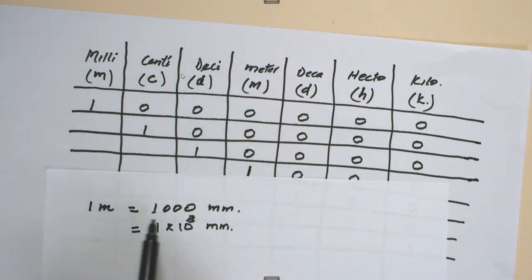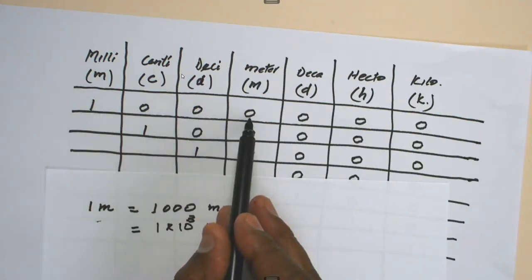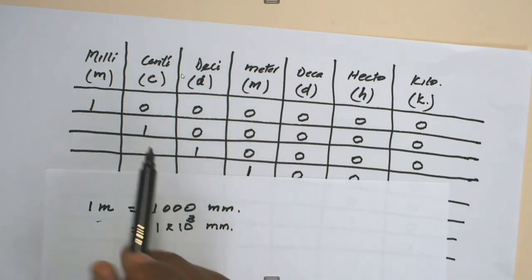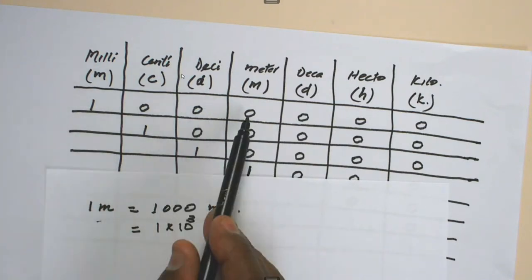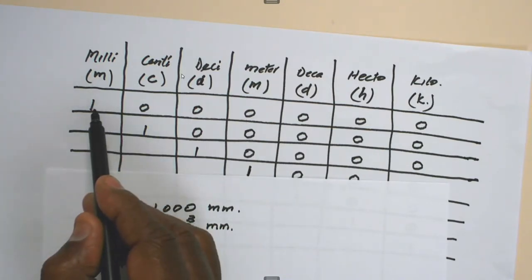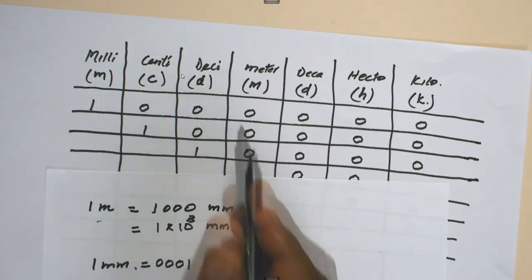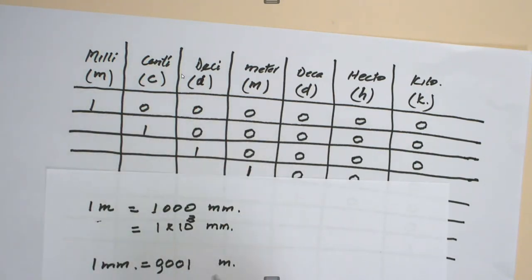So if you want to know how many millimeters are there in 1 meter, then you will count from left to right. If you want to know how many meters are there in 1 millimeter, then you count from right to left. So if we say 1 millimeter will be equal to, we count from the meter because we want the number of meters that are there in 1 millimeter. Then you count 1, 2, 3, 4. You write down those zeros, 1, 2, 3, and then you have 4. Then you put your comma there.